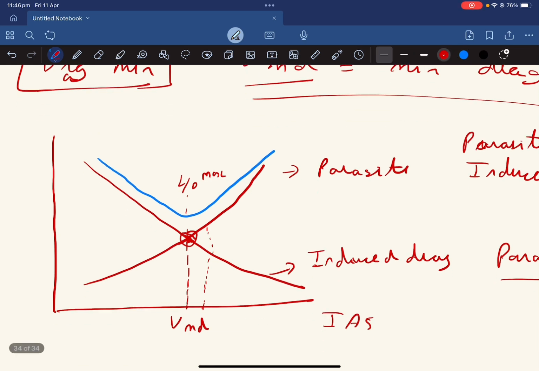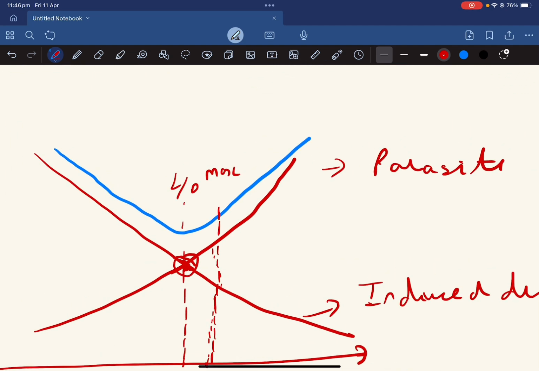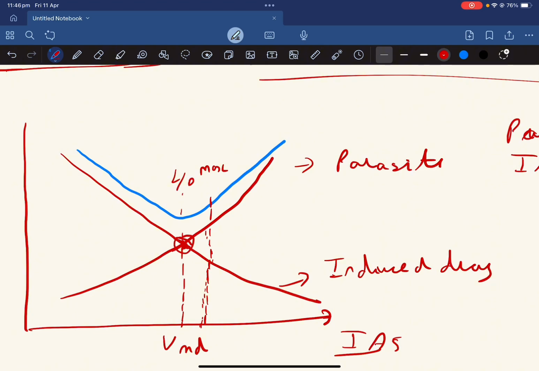So what happens if I increase my speed from VMD? So this is the highest one, right? On the x-axis, I've increased my speed. So what happens to my total drag? It has increased. But why has it increased? It's because of the increasing parasite drag. Because when you increase your speed, your parasite drag increases, right?